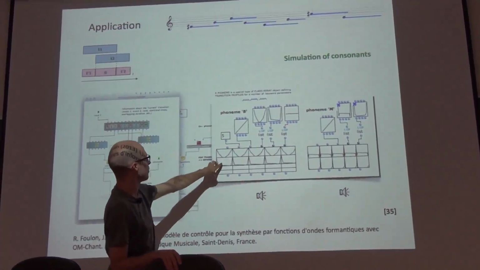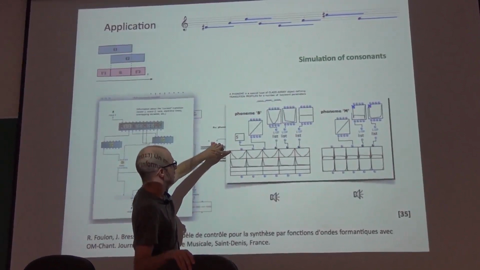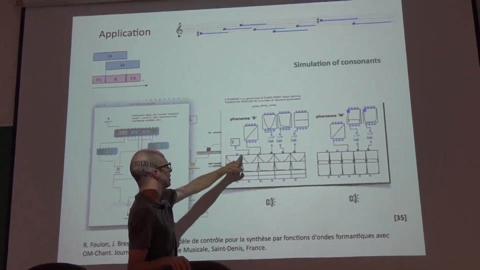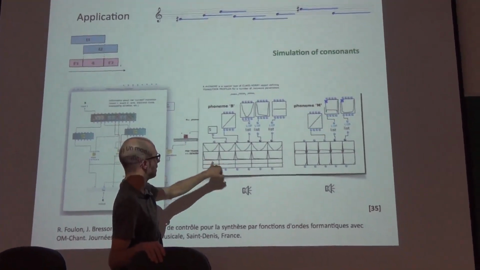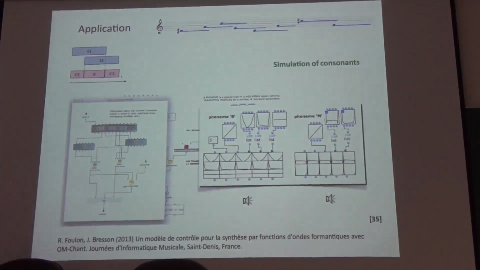So this, for instance, is the profile of a B. The frequencies are like this. We suppose this is the ending value of the previous note, and this is the beginning value of the next note, etc. So that's the profile for B, that's the profile for M.